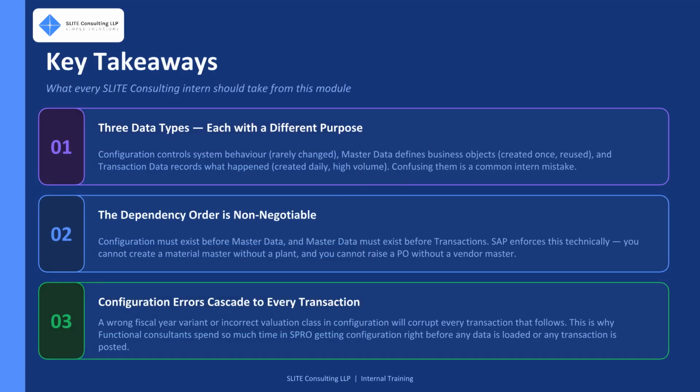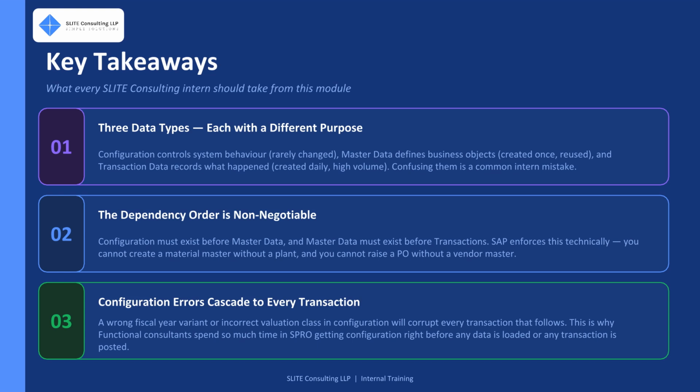Three data types. One, dependency chain. Configuration defines the system rules, company codes, plants, fiscal year variants, sales organizations, set by consultants during implementation and rarely changed thereafter. Master data defines the business objects, materials, vendors, customers, GL accounts, created once and referenced repeatedly. Transaction data records what happened, purchase orders, invoices, goods movements, sales orders, the operational history of the business.